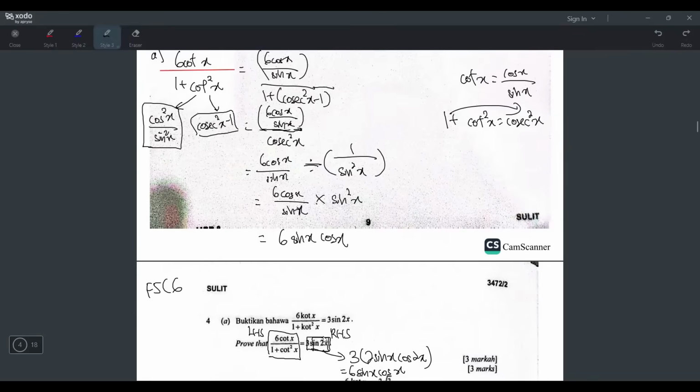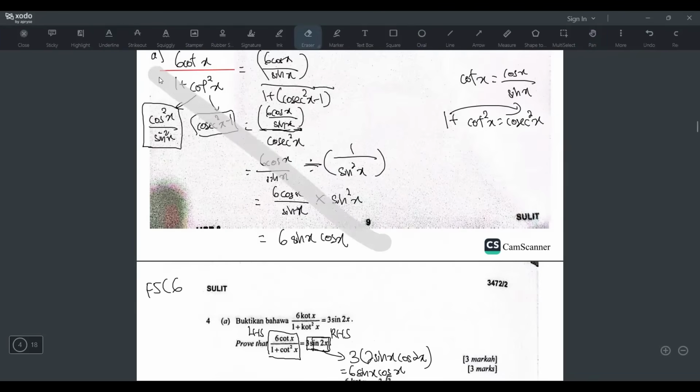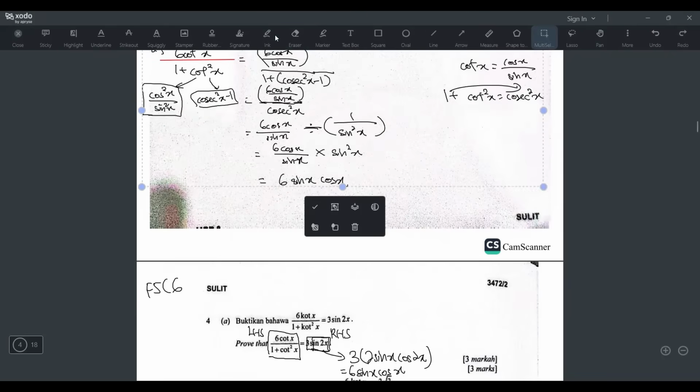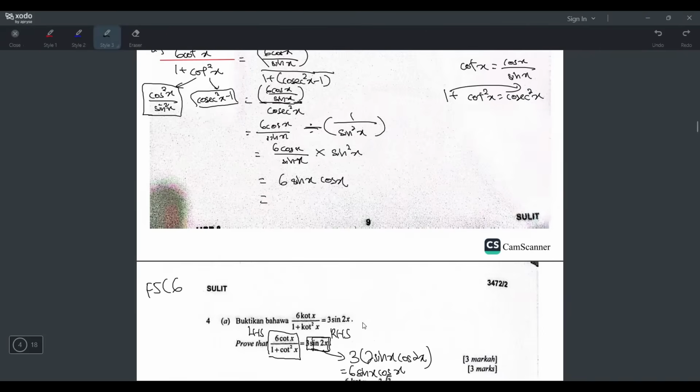You have to make sure it's exactly 3 sin 2x. So what you have to do? Divide by 3, right? Let's make some space. So what you have to do now? Divide by 3, yeah, because when you divide by 3, you are left with 2 sin x cos x, but the 3 has to be written outside the bracket like that.